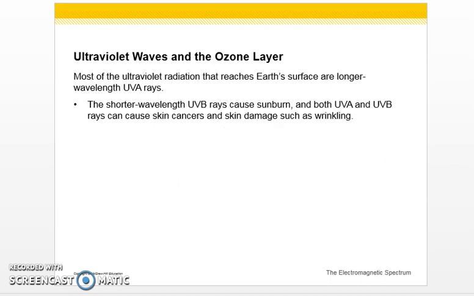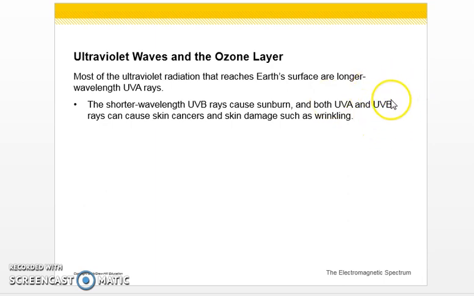Most of the ultraviolet radiation that reaches Earth's surface is the longer wavelength UVA rays. The shorter wavelength UVB rays cause sunburn, and both UVA and UVB rays can cause skin cancers and skin damage, such as wrinkling. So one of the things that I tell people is UVA, A is for aging, and UVB, B is for burning. So if you're speeding up the aging process, you're clearly going to be speeding up any cancer cells that may be lying dormant.